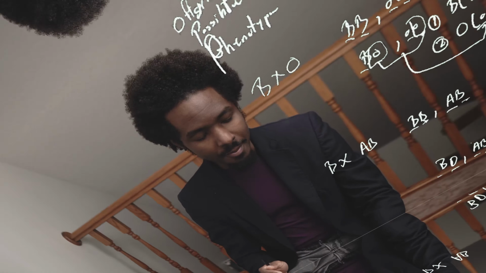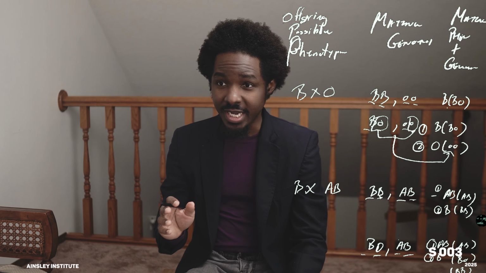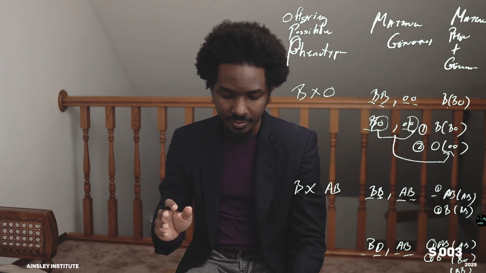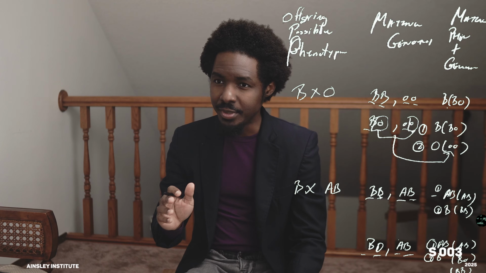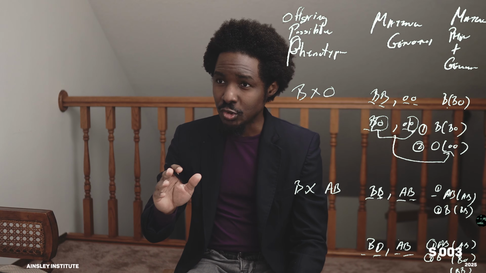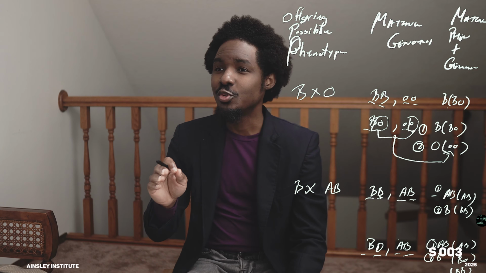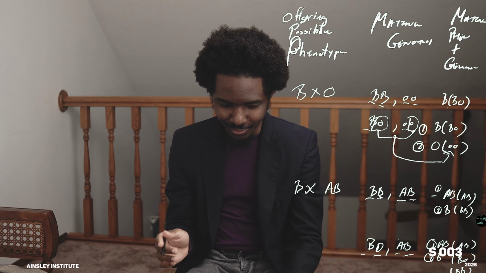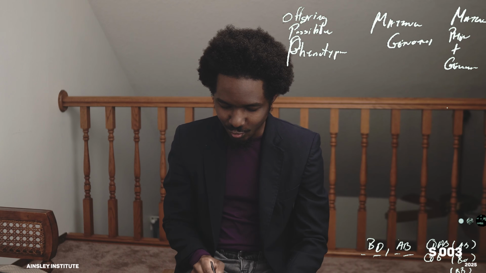So from a B person times an AB person with the genotype of BO and AB, we can have an AB person, and we can have a B person with a BB or a BO, or we can have an A person with an AO. All right, beautiful. Now let us try a last one so that we can have a clear understanding as to what is really happening.